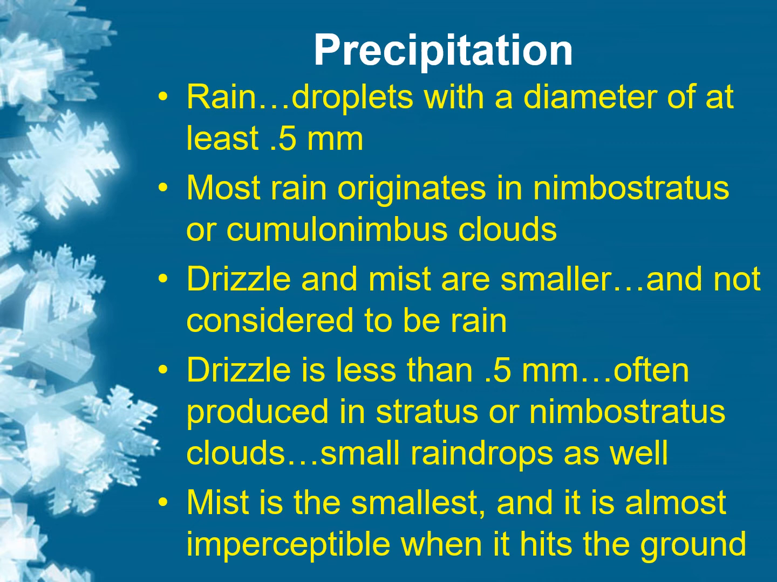I think earlier in this PowerPoint, I may have said that drizzle was the smallest precipitation. I was wrong. I forgot about mist. Okay, so drizzle is less than half a millimeter and may come from the nimbostratus clouds or from the stratus clouds that don't often produce rain.